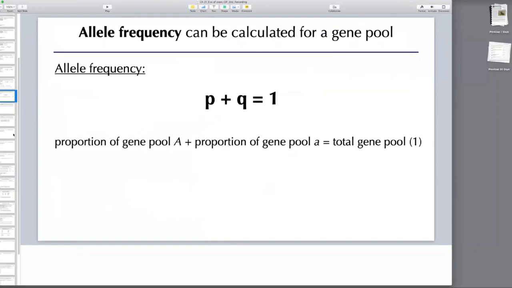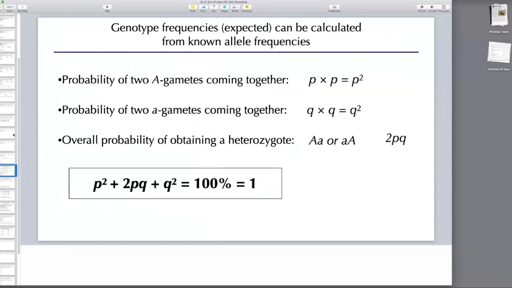And then when you put those together, you can figure out the genotype frequencies, which are just the probability that those alleles come together in different arrangements. The probability of two big A's coming together is calculated by p squared, which is just the frequency of a big A. So how common is a big A, and how common would it be for two big A's to come together? You just multiply the frequency twice, so that's p squared. Then q squared is how often I expect two little a's to come together, which is just the frequency of the little a squared.